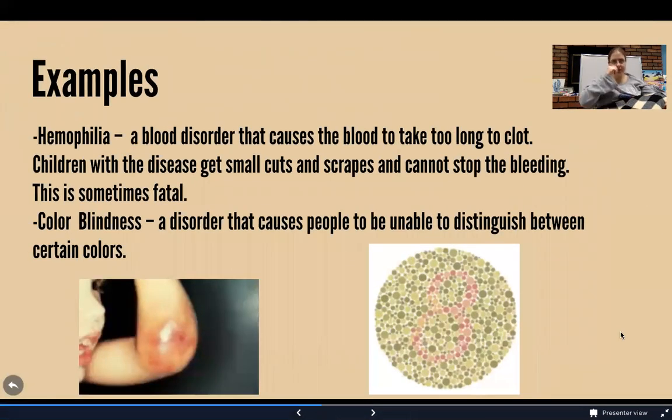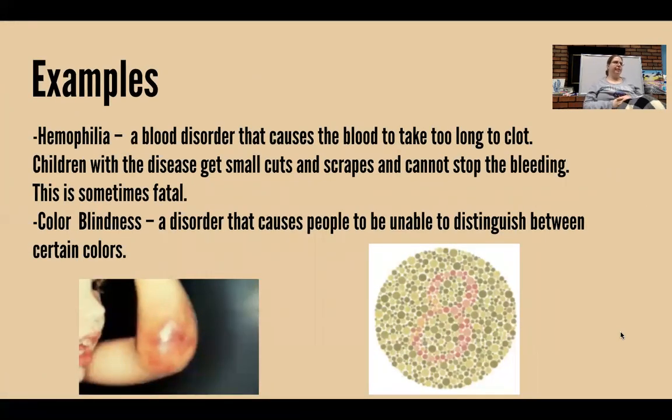All right, let's look at some examples here. These are two of the most common examples that we like to discuss involving sex-linked traits. The first is hemophilia. It is a blood disorder where your blood lacks a certain coagulation factor, which is a protein that helps your blood to clot. As a result, it takes much longer than normal to clot, and this can be very, very dangerous.